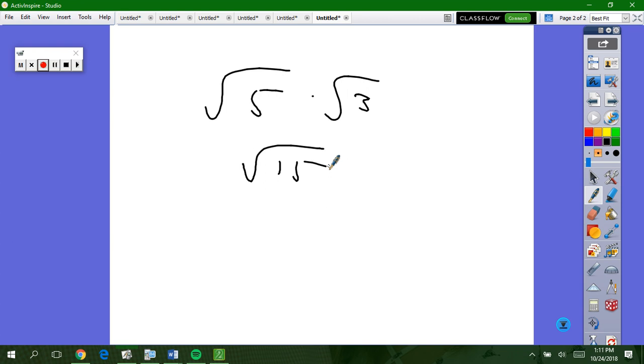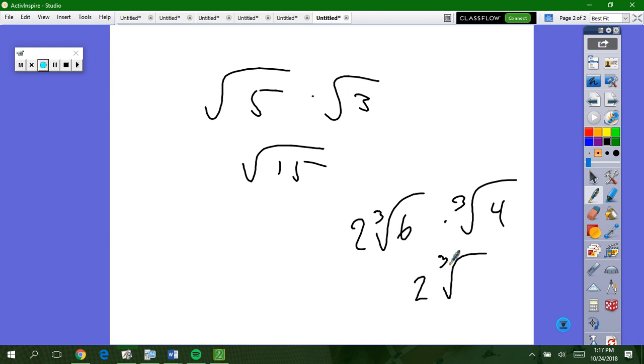Like this. Like I could do this. 2 cube root of 6 times the cube root of 4. I can. That would be 2 cube root of 24, which I can break this out of. Notice I can because they're like radicals, because they're both cube roots. So therefore I can multiply the items underneath.